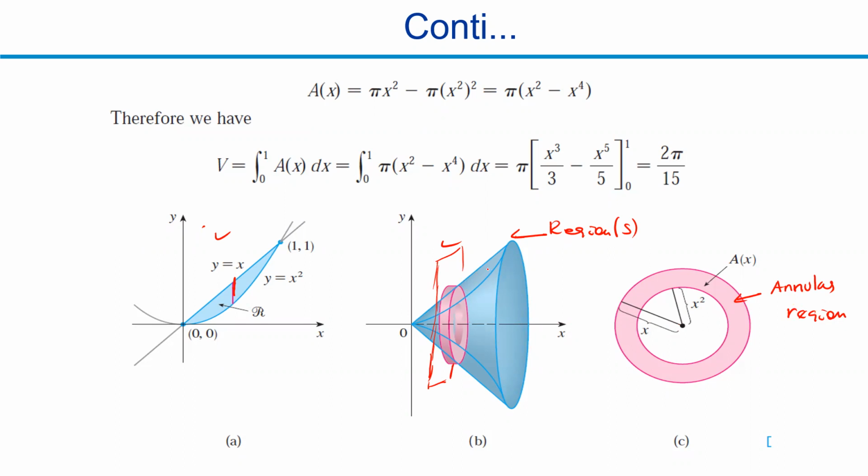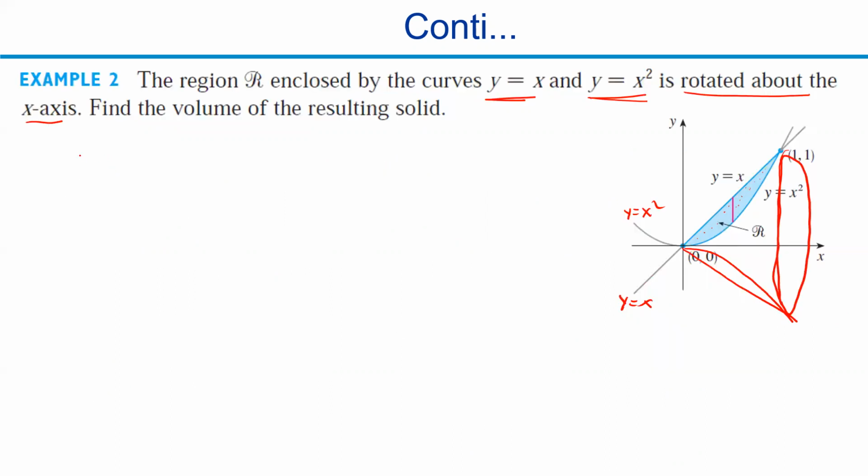So the idea is to find the volume of this solid region. The volume is simply, as I told you, the integration from a to b of A of x dx. But what are a and b? We have to find them because they are not given directly. And this one is A of x, the area of x.